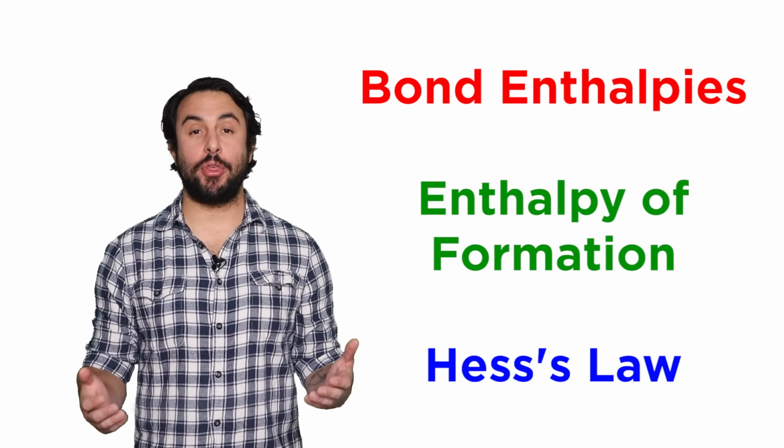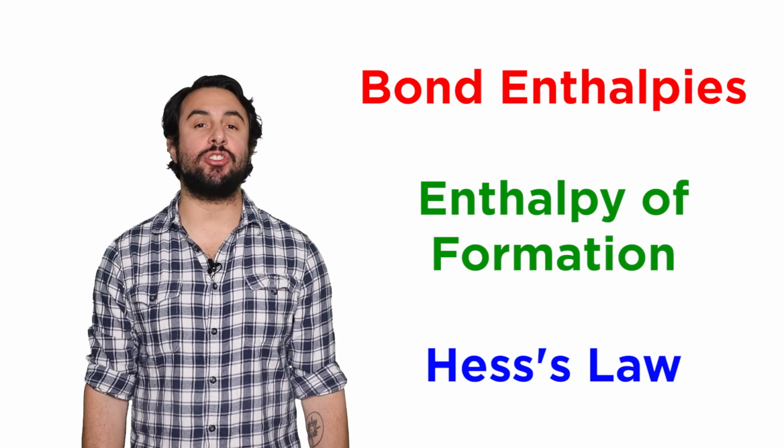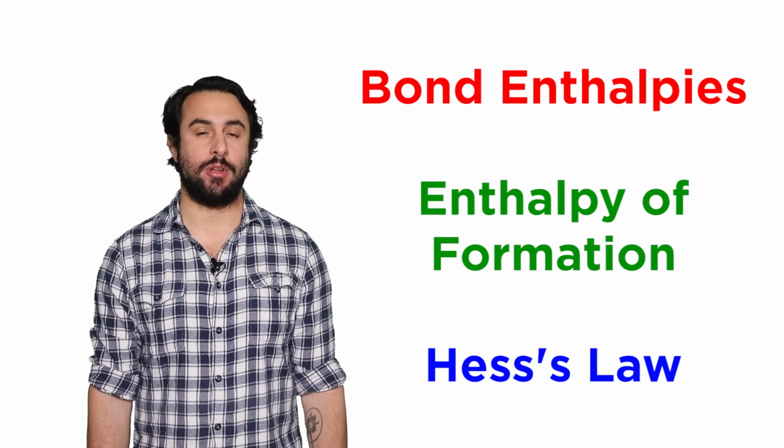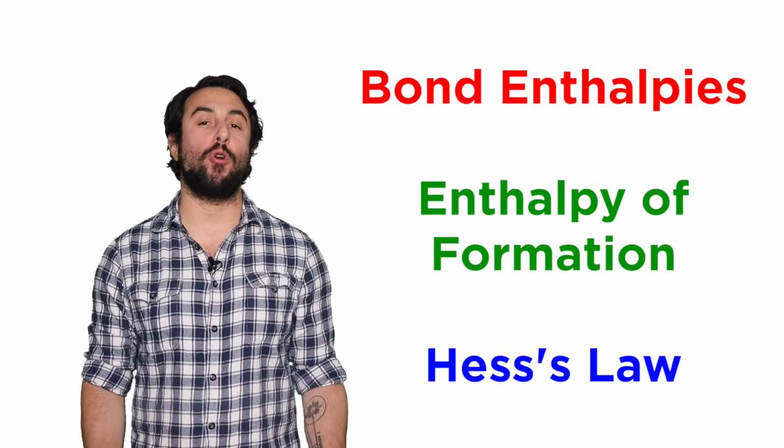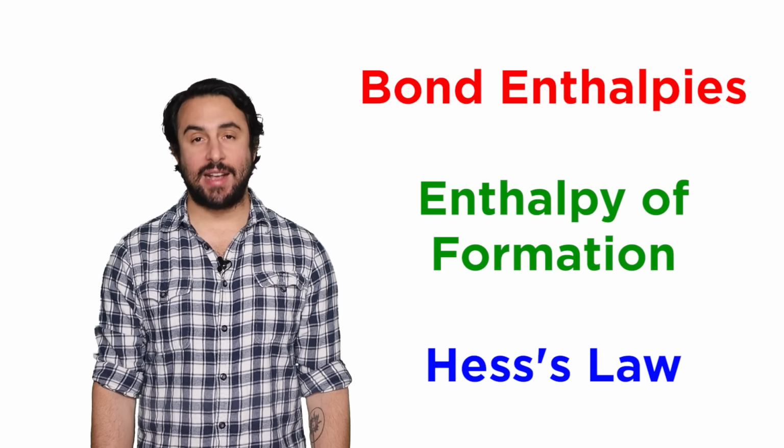And with that, we know of three ways to calculate the change in enthalpy for a chemical reaction. We can use bond enthalpies, enthalpy of formation data, or Hess's law. That concludes our Unit 6 review, so I'll see you over in Unit 7, where we will discuss equilibria.